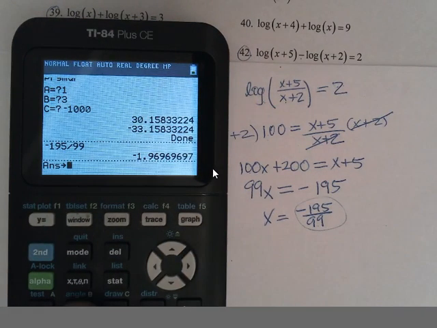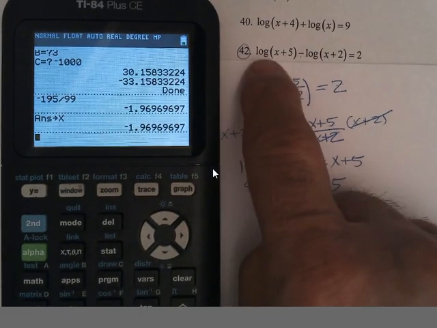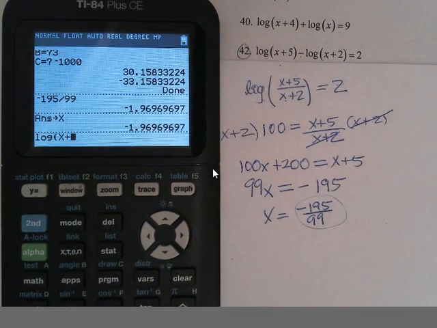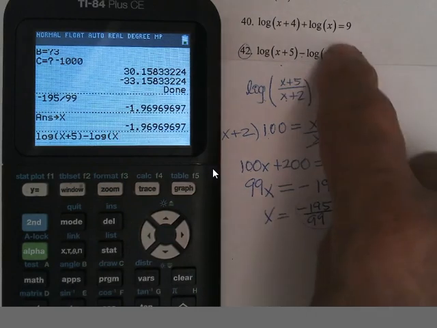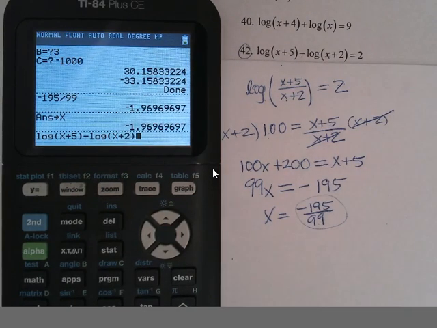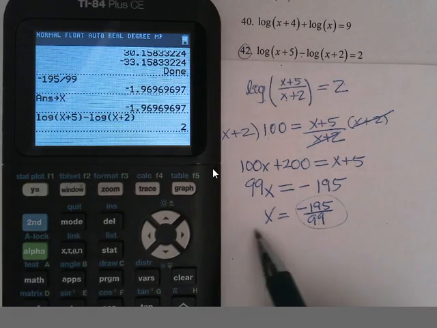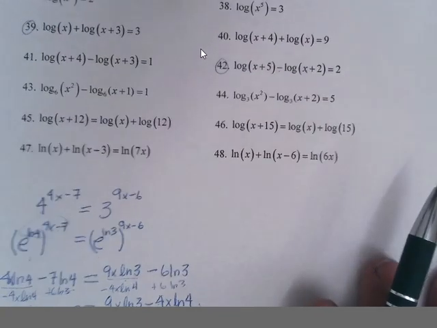I'll store it in x, and I'll check. I'm going to type in log of x plus 5 minus log of x plus 2, and it's supposed to come out to be 2, and it does. So that's the correct answer. And that's all that I asked you to do. Okay.